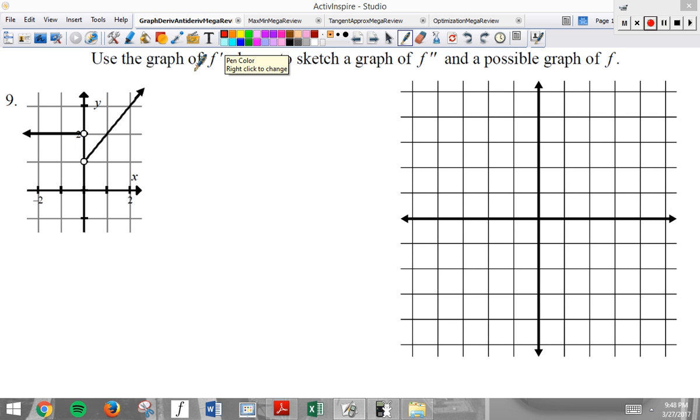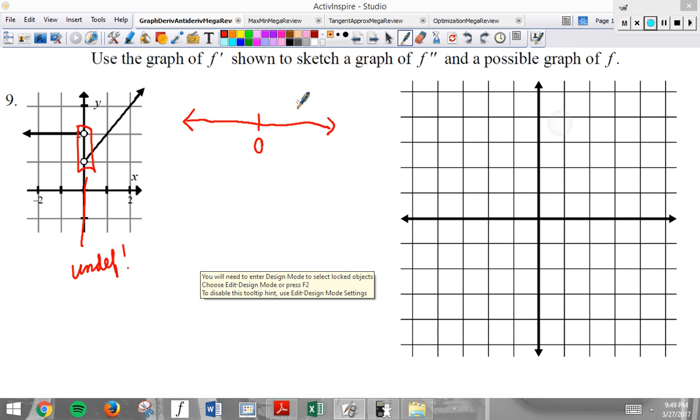Okay. There are no x-intercepts. Weird. Oh wait, no. Arrows. There's a key point though here, at 0. Undefined. Okay. But it's positive before that. F prime is positive before that. F prime is positive after that.